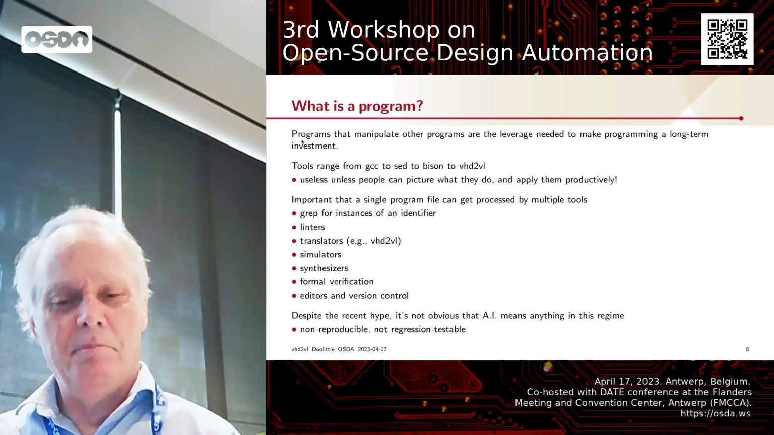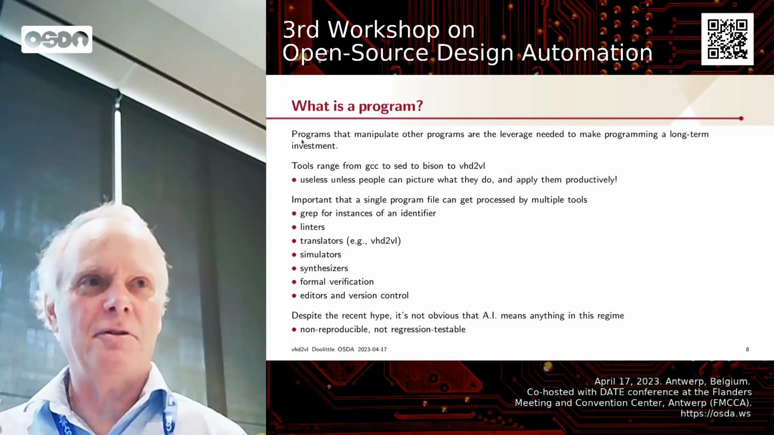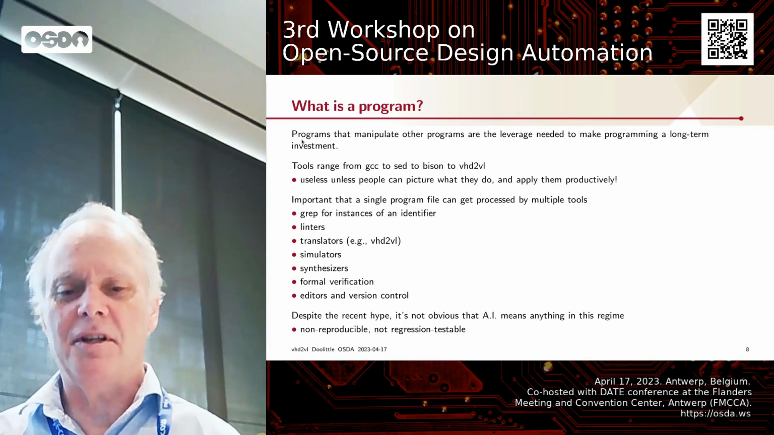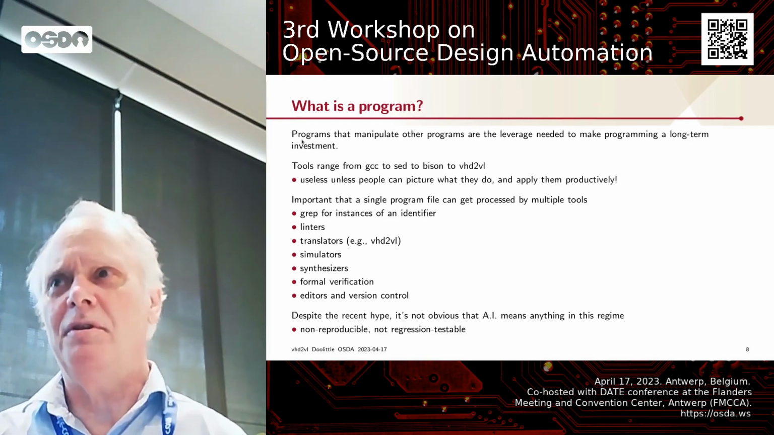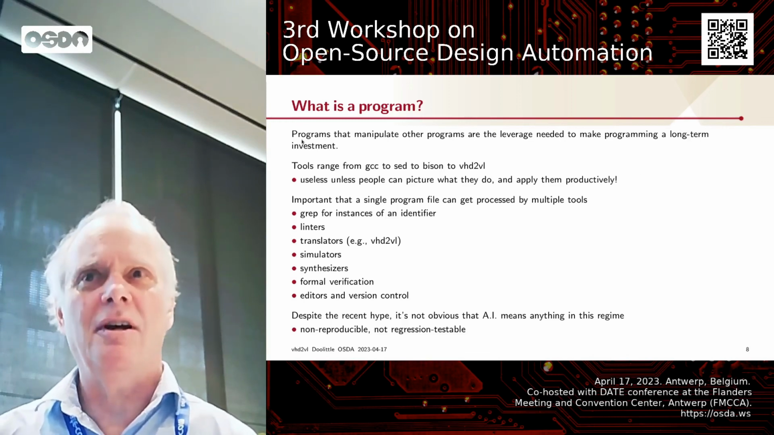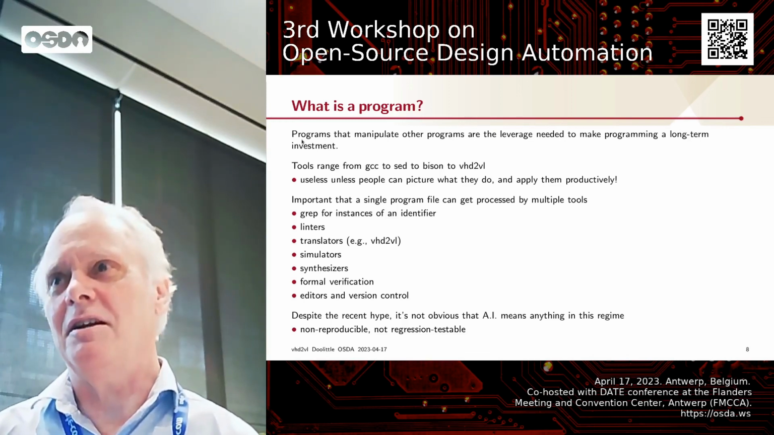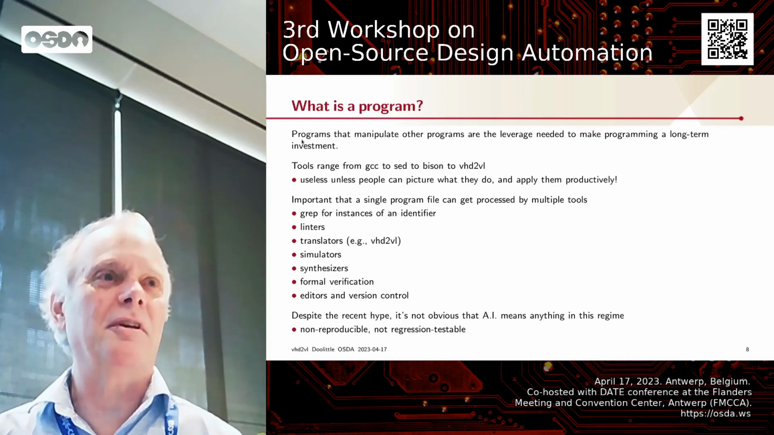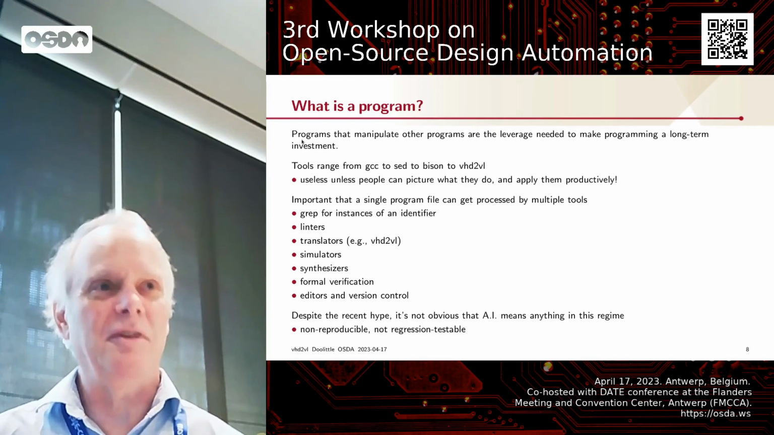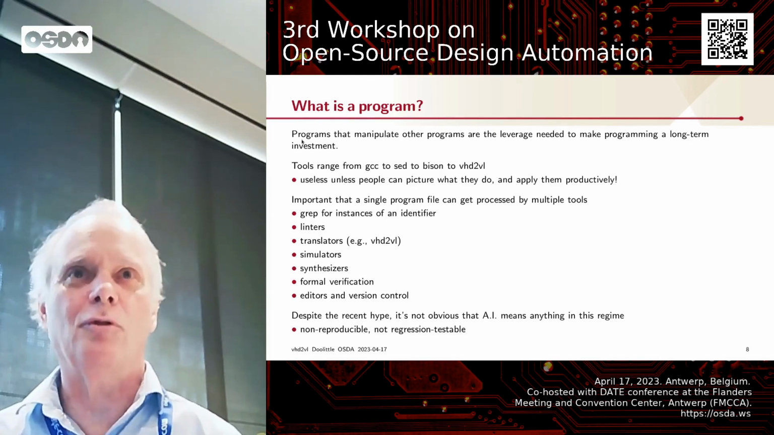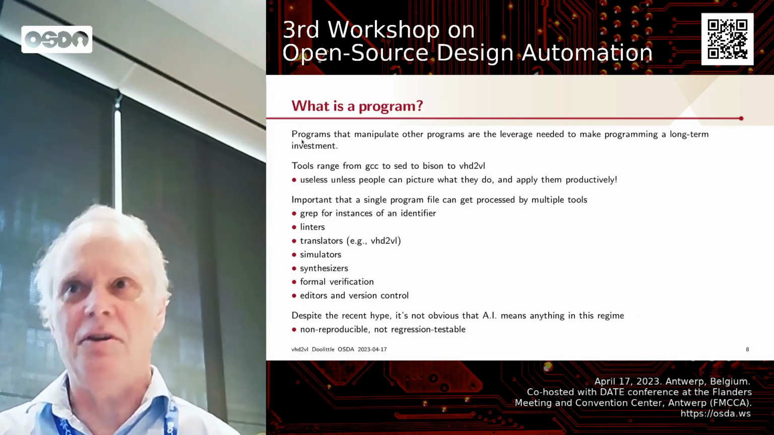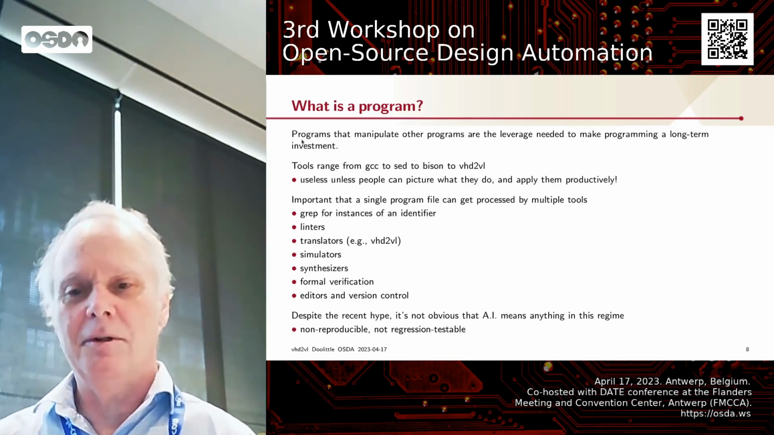And I hear a lot about AI at this workshop, at this conference. It's not obvious to me that AI means anything in this regime. We value tools that are reproducible, regression testable. I don't see any sense that AI is going to be in that category. Maybe it can be a mechanism to help find bugs. Okay, we've done fuzzing for a long time to look for bugs in software. Maybe AI will help us find our bugs, but then we need to turn it into an actual test.